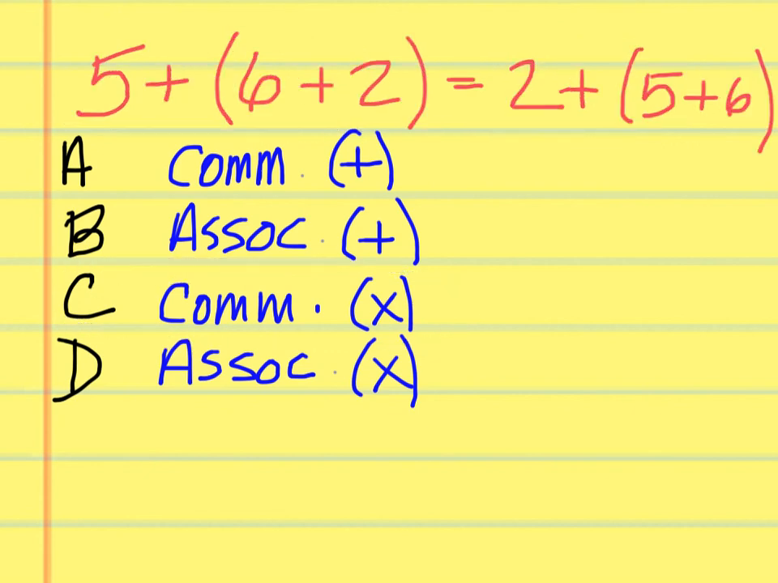When you're adding 3 or more items together, you can add them in any order. So notice you're doing 6 and 2 first here, but over here it's 5 and 6. Either way you do it, you're going to come up with an answer of 13. That is the associative property of addition.